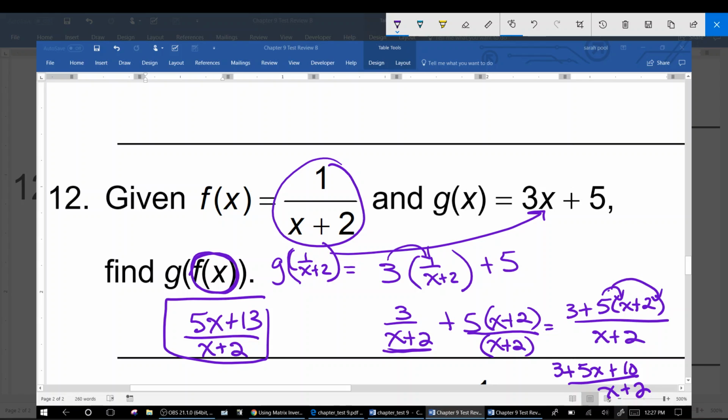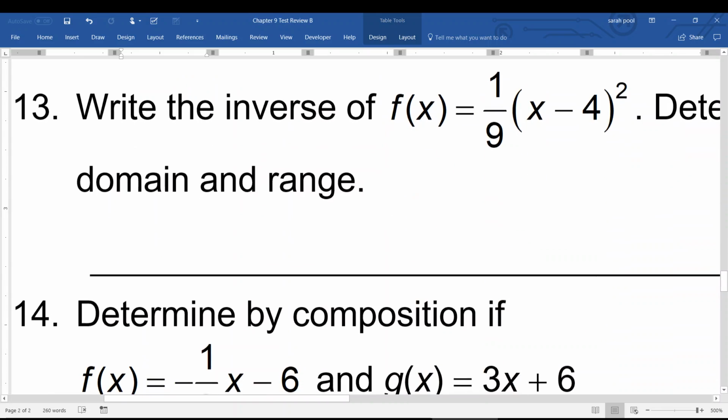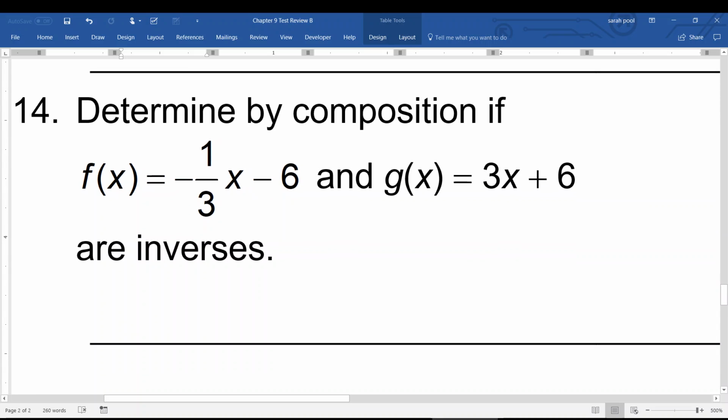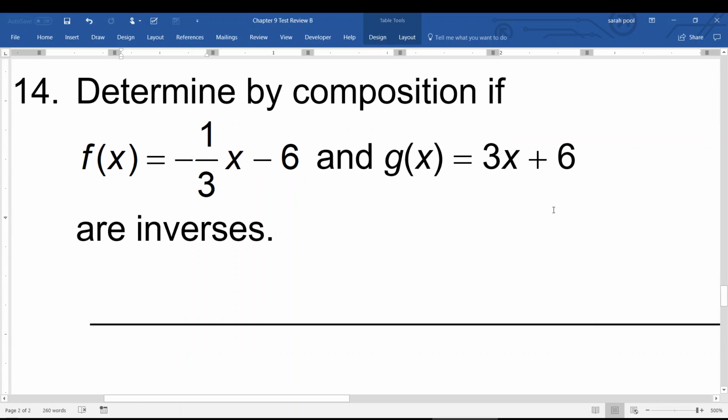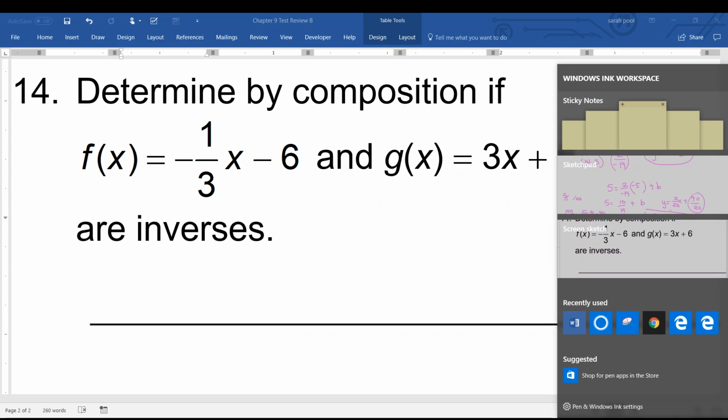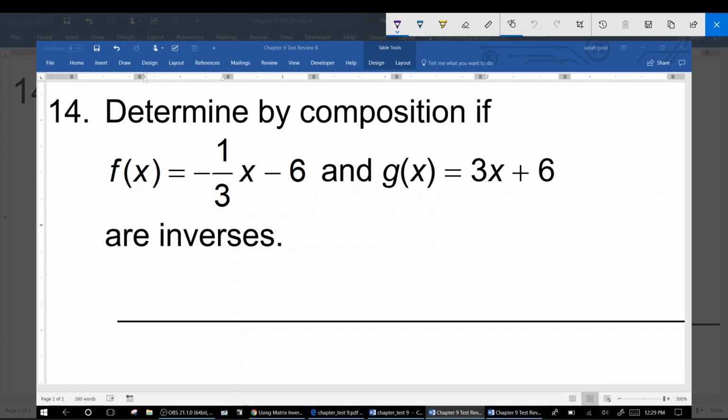All right, so let's look at number 14. That was the other one that you thought was kind of hard. So let's see if I can get you there. Okay, 12, 13, 14. So on this one, let me just go ahead and do this one for you real quick. Okay, again, this one says determine by composition.